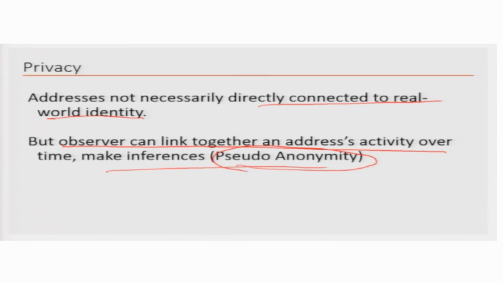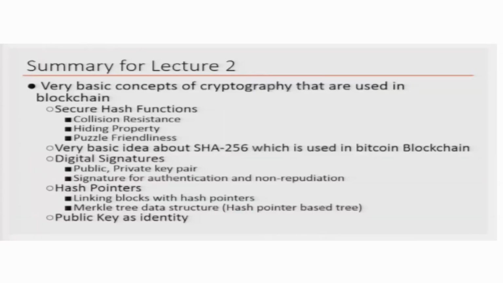Researchers have shown that you can use various kinds of data mining algorithms to see which of the addresses are probably being maintained and operated by the same entity and things like that. But even then, discovering the real identity will require external investigative work; that information cannot be found in the blockchain itself. So, the summary of lecture 2 is that we covered very basic concepts of cryptography that are used in blockchain.